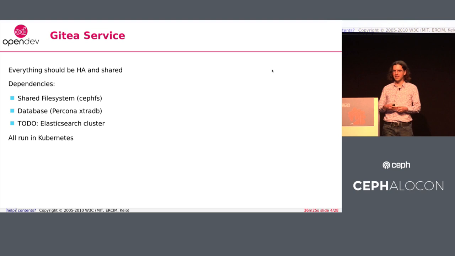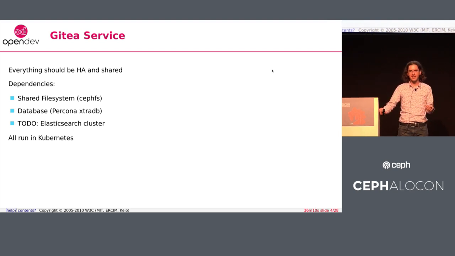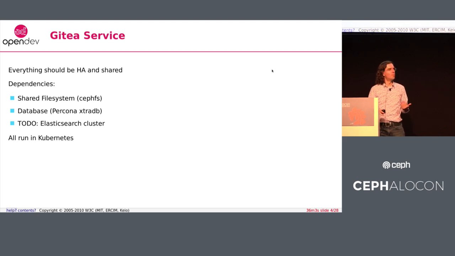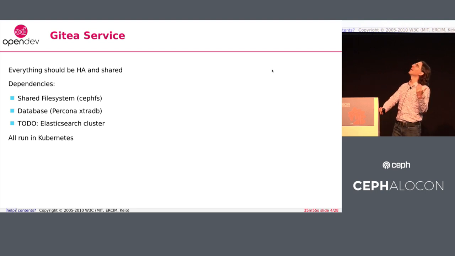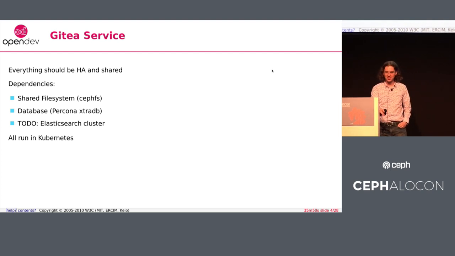So what we want to do is get to a point where every part of this system is highly available and shared everything, so that we can have a single instance of Gitea. And when Gerrit is replicating to that, it only knows about one system. When people are browsing or cloning, they're only hitting one system. So in order to do that, we need to move from our shared nothing model to shared everything.